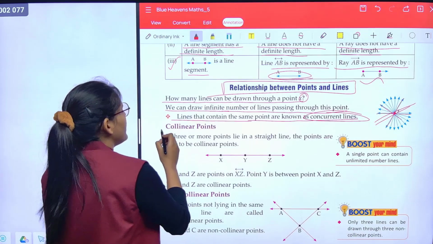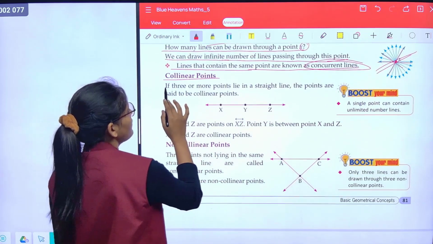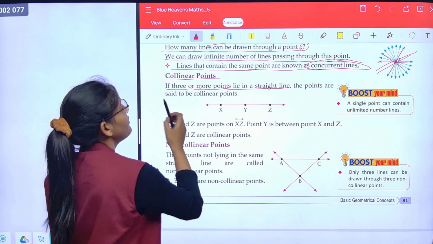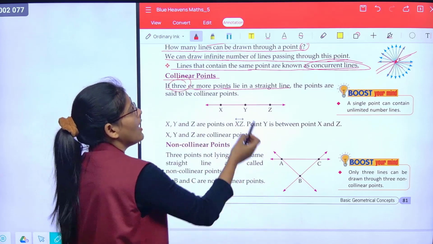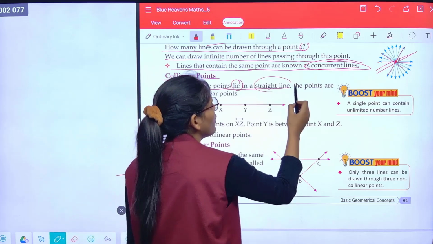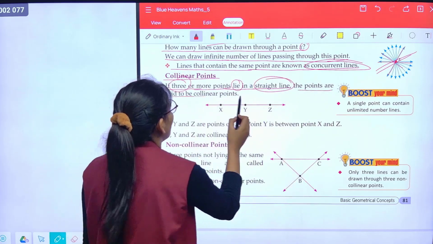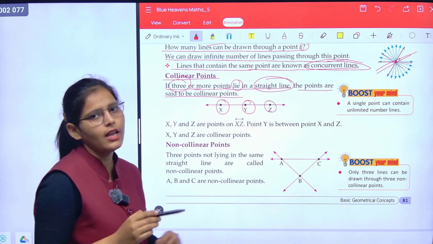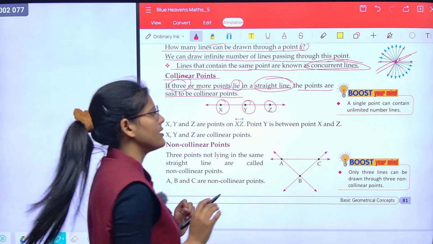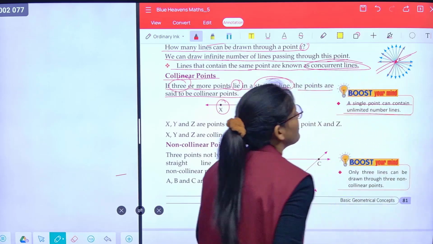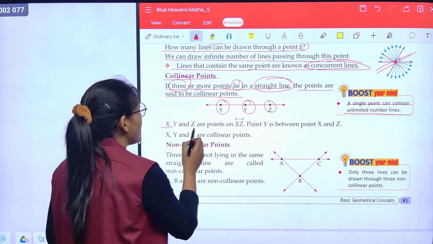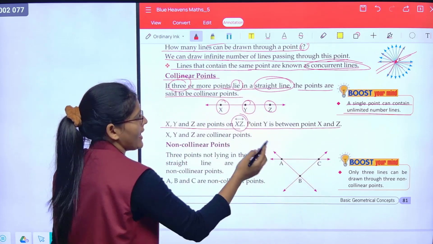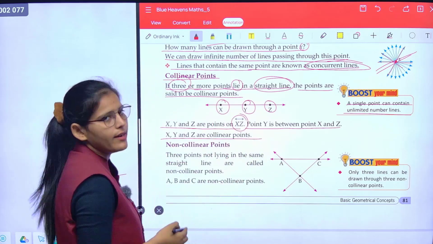Understand class? What are collinear points? See, if 3 or more points lie in a straight line, the points are said to be collinear points. X, Y, Z: if they are 3 or more, they will be collinear points, class. See, a single point can contain unlimited number of lines. Understand? X, Y, Z are points on line XZ. Point Y is between point X and Z. X, Y and Z are collinear points. Understand?